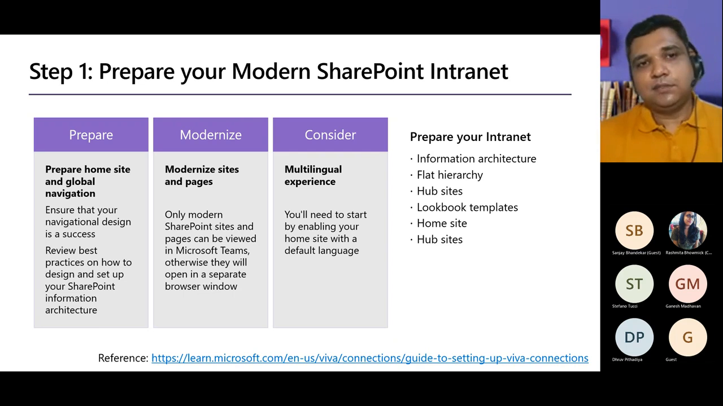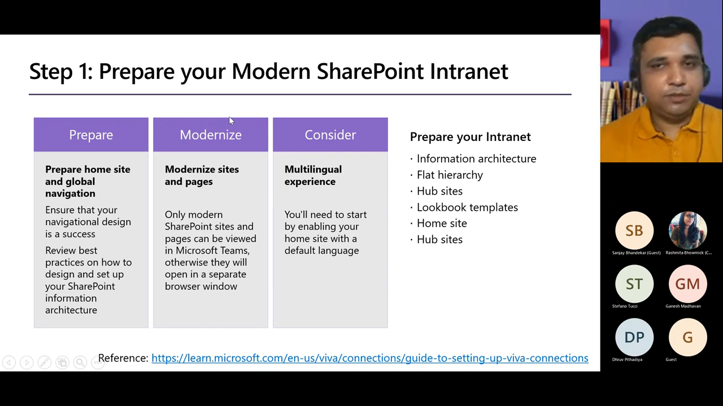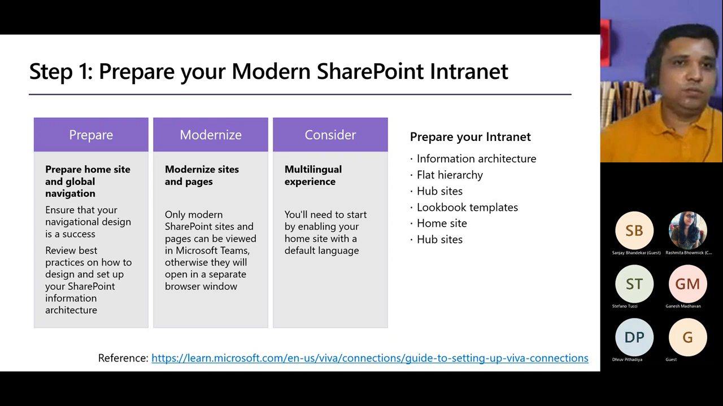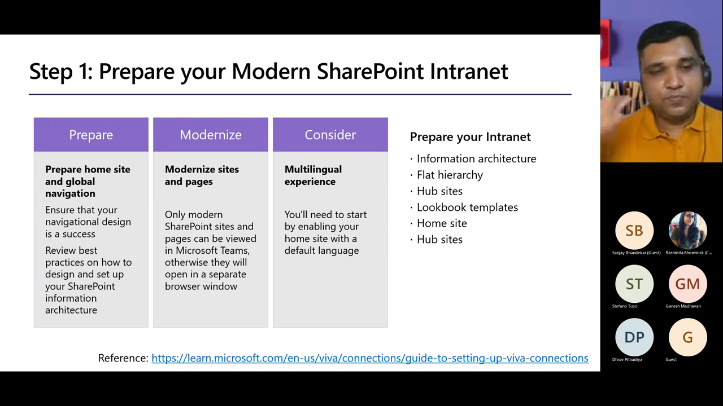So let us see this three-step process to prepare your modern intranet. First thing is that you should prepare your SharePoint intranet. For example, if you're still using classic SharePoint, move away from that, maybe with PnP modernization tools, and start your journey towards modern SharePoint. With modern SharePoint, you will be able to get the global navigation out of your home site, and then you will be able to set up your Viva Connections nicely.